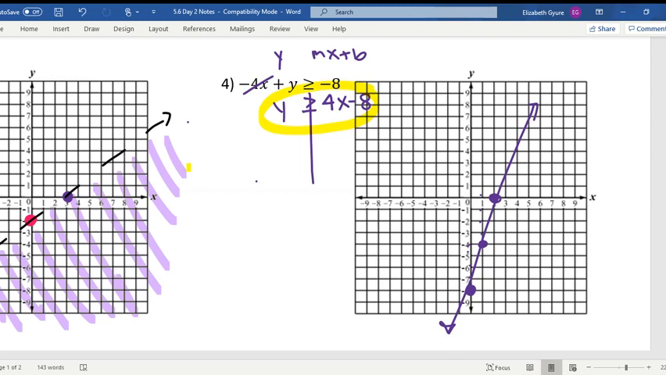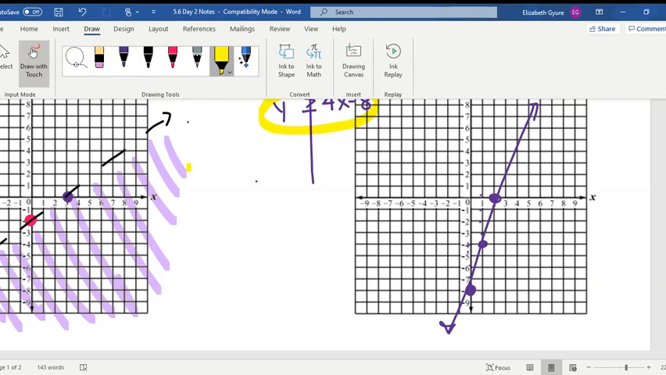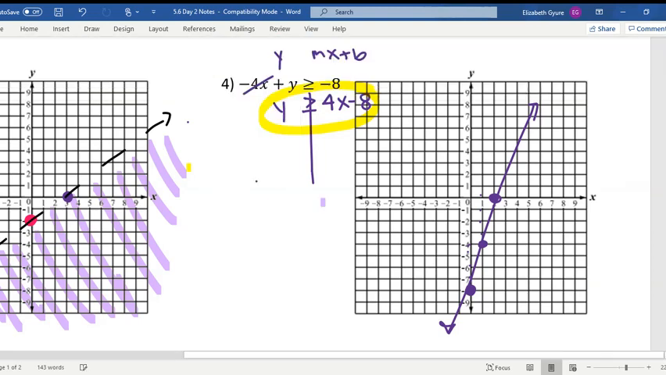Okay. And now we need to decide where to shade. What's this symbol mean? Can someone read it to me? Is this a greater than or a less than? Yep, this is a greater than or equal to. So if it's a greater than or equal to, Mason, do you think I need to shade above or below? Yep, exactly. We would have to shade above.